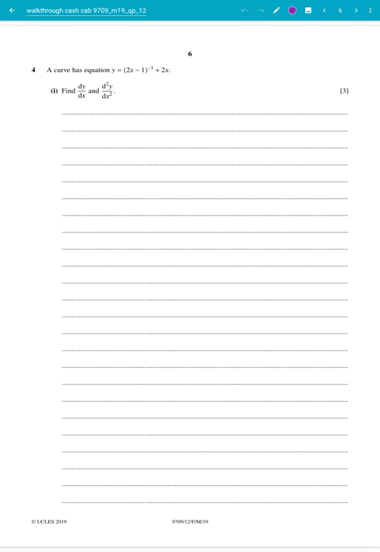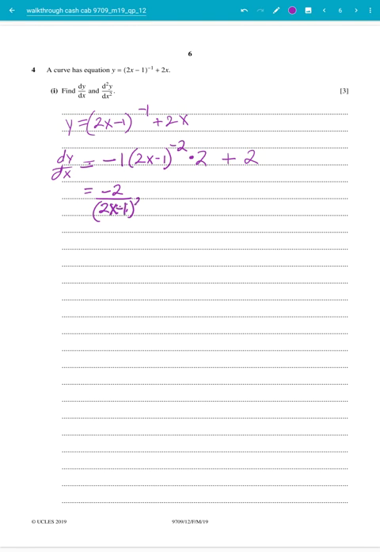So this should be pretty straightforward. We have an equation. We need to find the first and second derivative. So our y is 2x minus 1 to the negative first plus 2x. So dy dx. First is the chain rule, so we're going to take the derivative of the outside, so negative 1, 2x minus 1 to the negative 2 power times the derivative of the inside, which is 2, plus 2, the derivative of the second term. Simplifies to negative 2 over 2x minus 1 squared plus 2.